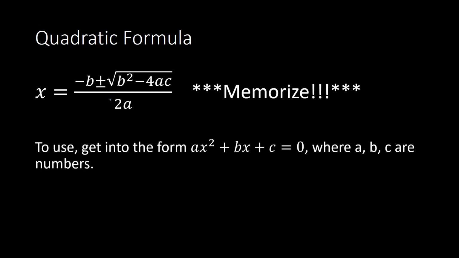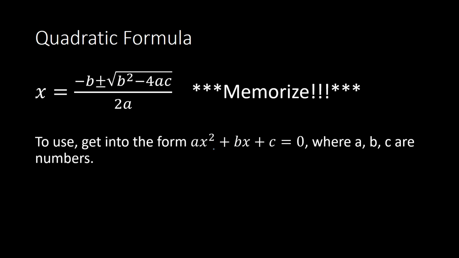So when you use this, we need to get an equation into this format first, where you have ax squared plus bx plus c equals 0, where a, b, and c are just numbers. Once it's in this format, all I do is I take a, b, and c, whatever those numbers are, and plug it into this formula.